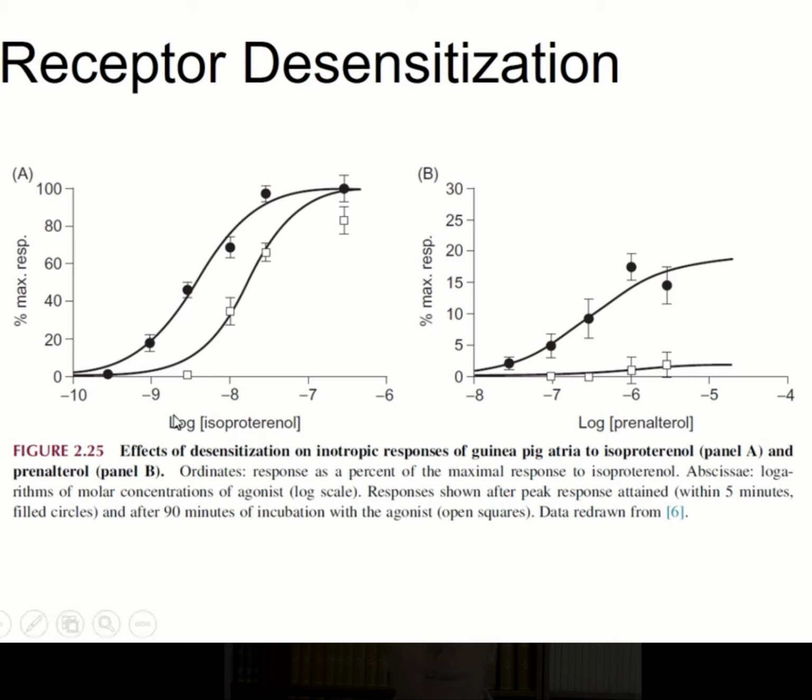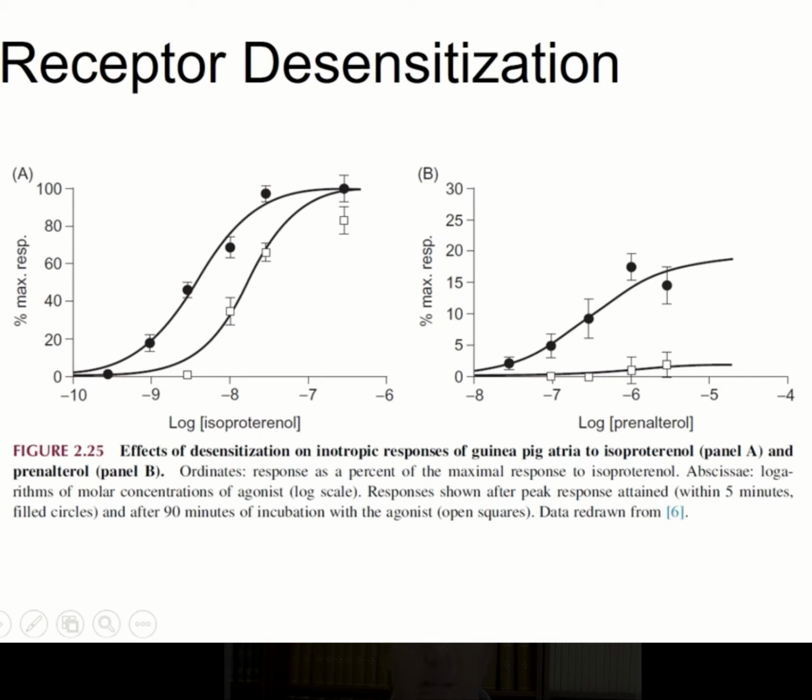And so on the left graph, we have increasing amounts of isoproterenol, and when we add increasing amounts of isoproterenol, we get the black dot curve. If we incubate the same cells with isoproterenol for 90 minutes, withdraw or wash out the isoproterenol, and then add it again, we get a different curve, the white square curve. We have shifted to the right. We have apparently decreased the potency of isoproterenol. But note that in both curves, they have reached 100% response.